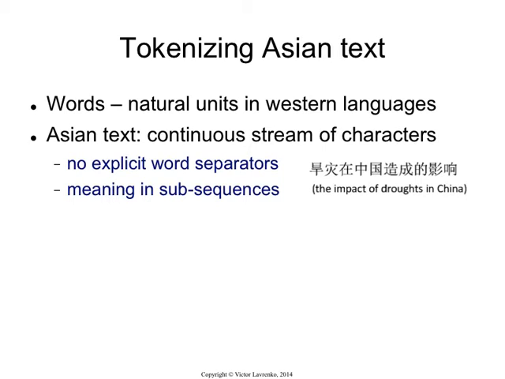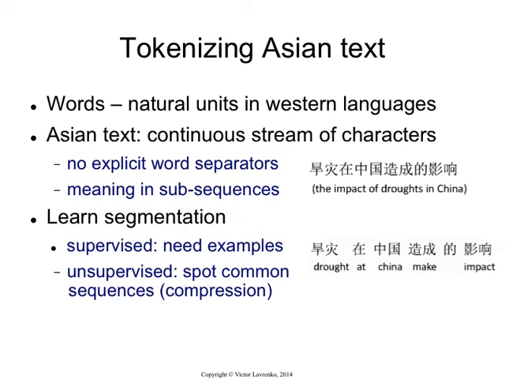So how do we get around that problem? We have all this methodology built around words. So what do you do for a language that doesn't have natural word boundaries? Well, you could try to learn segmentation, right? So this could be one way in which a human speaker would segment that stream of text. So that's a drought, that's China, and so on.